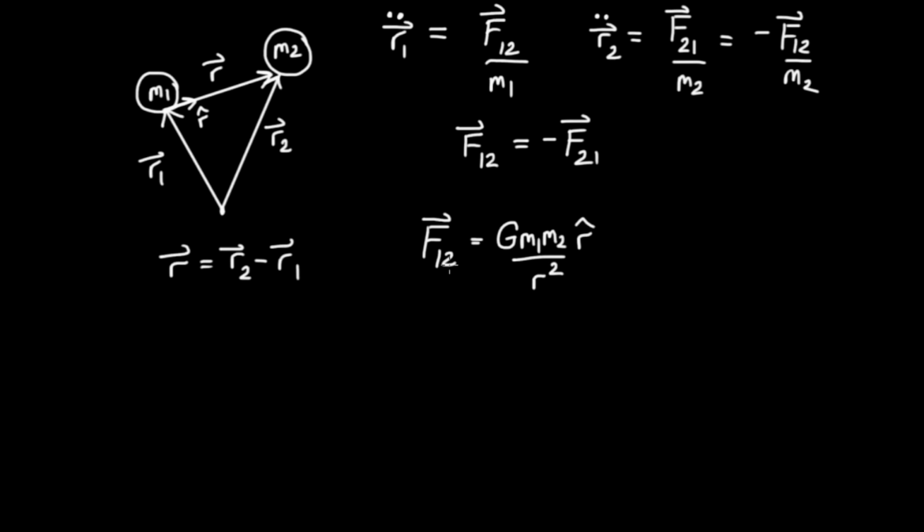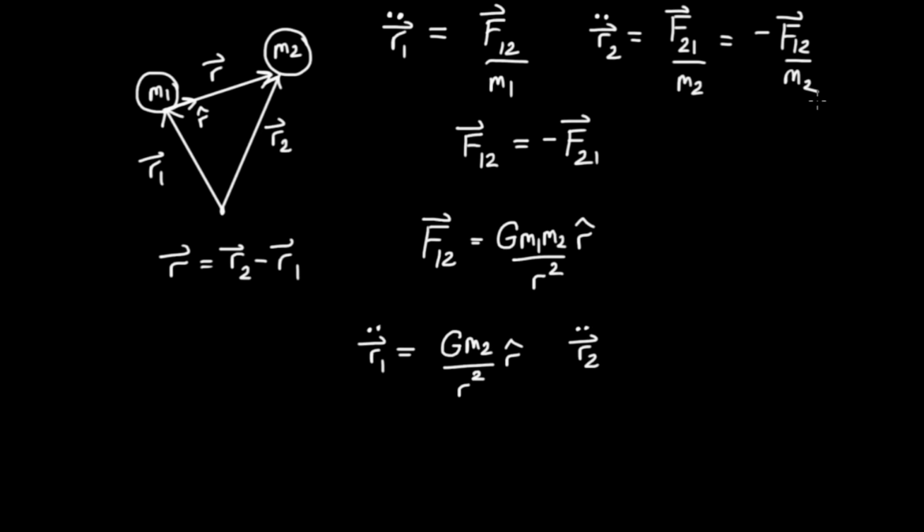Since I know what F12 is, and I have equations relating F12 and both r1 double dot and r2 double dot, I'm all set. So let me substitute those right in. So I have that r1 double dot is this quantity divided by m1. And what that means is that that m1 right there is going to cancel. So what I'm left with is that r1 double dot is equal to G m2, because the m1 cancels, divided by r squared times r hat. So what that's telling me is that the acceleration of the vector r1 is in that direction. It's in the same direction as r hat. It's going to be a scaled up version of r hat. And let me do a similar thing with r2 double dot. And I have that r2 double dot.